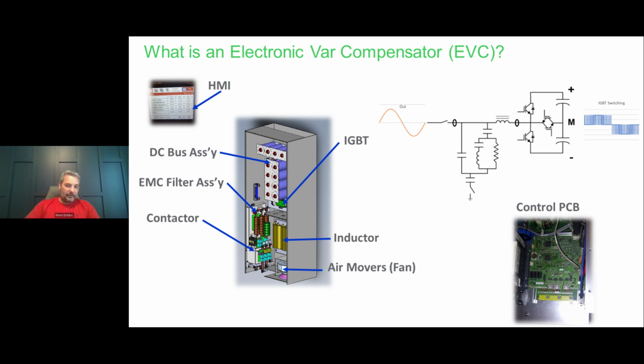Once that's done, and you close the contactor to a full conduction, you would typically have forced air ventilation. You would have air drawn from the front and exhausted through the back. And then you would have your power electronics, which are insulated gate bipolar transistors, connected to a heat sink, and you have air flowing through the heat sink to cool them off.